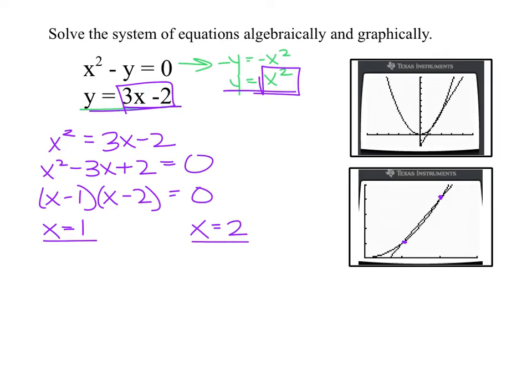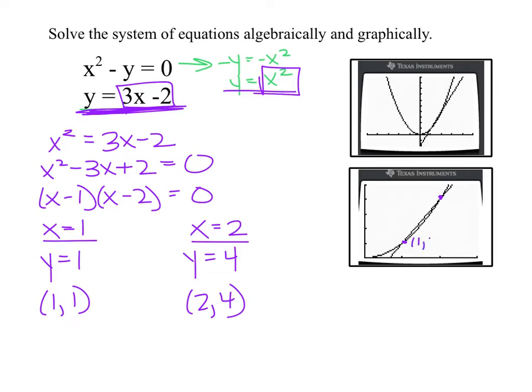When x equals 1, I'm going to opt to use this 3x minus 2. You could use y equals x squared, but you're going to get y equals 1 and y equals 4. So this solution covers 1, 1, and this solution covers 2, 4. So this is the point (1, 1), and this is the point (2, 4). And you can confirm that by doing second trace to calculate an intersection point.